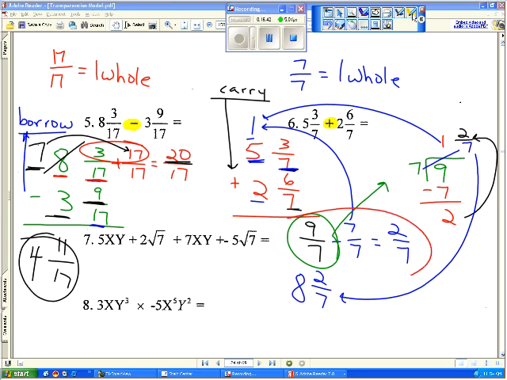This way models our units of measure approach. This way is using what the fraction actually says. It says 9 divided by 7. Any questions on the first 6? Okay.